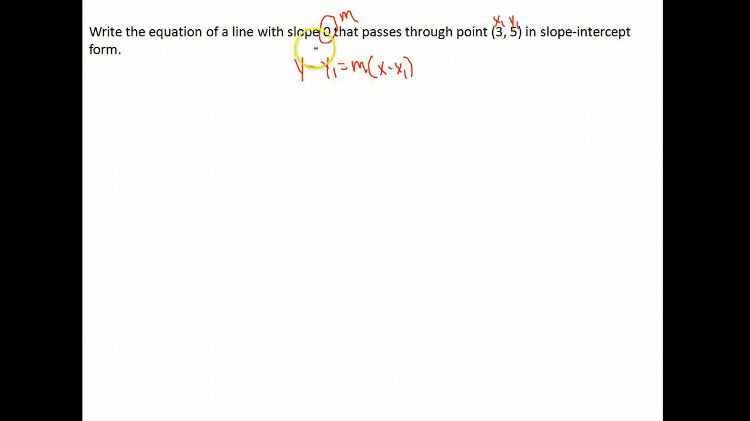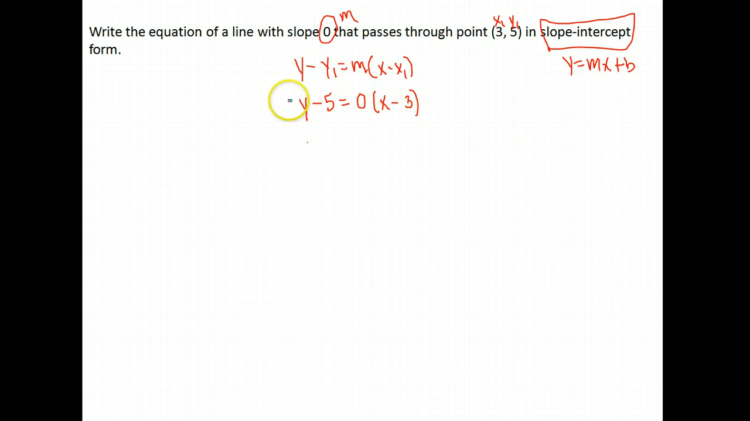We substitute the values we know. Y minus the y from our point, 5, equals our slope m, 0, times x minus the x from our point, which was 3. And we simplify that. Well, that's pretty much simplified if we're doing point-slope form. If we want slope-intercept, make sure again you have in your notes what slope-intercept looks like. It should have y all by itself.